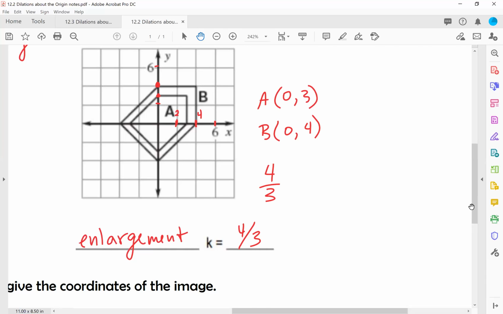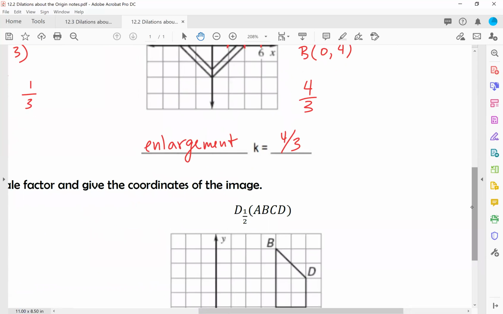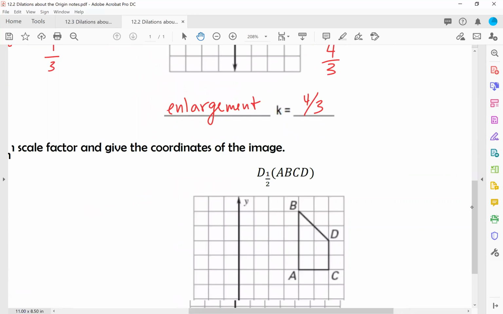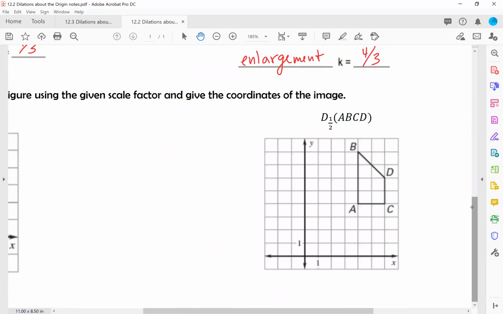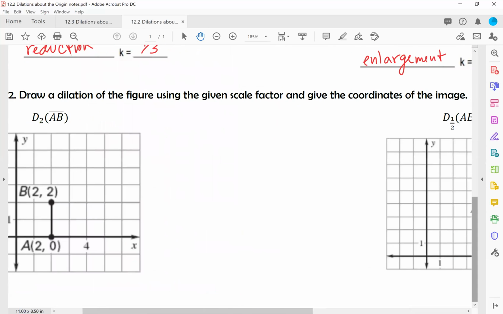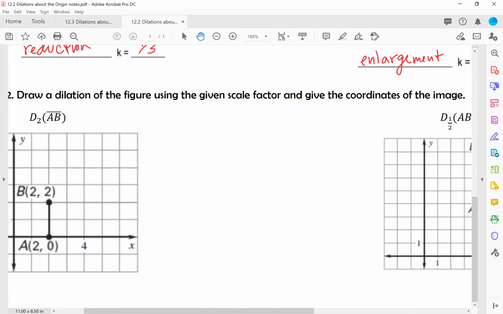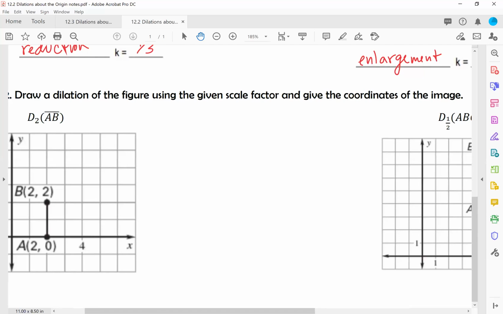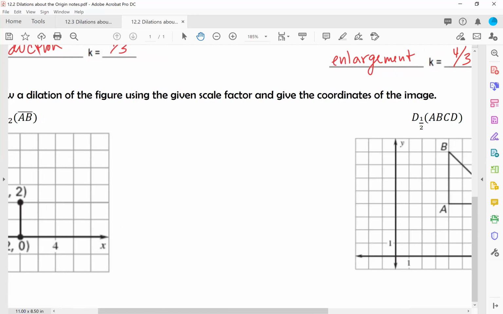And that's it. And again, you see it's a fraction greater than 1, which is what it's supposed to be because it's an enlargement. All right, now on this one, it says to draw a dilation of the figure using the given scale factor and then to give the coordinates of the image.